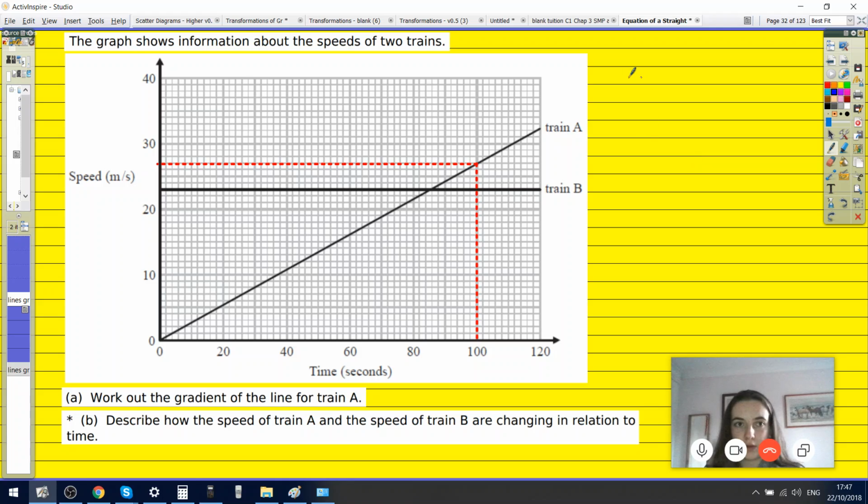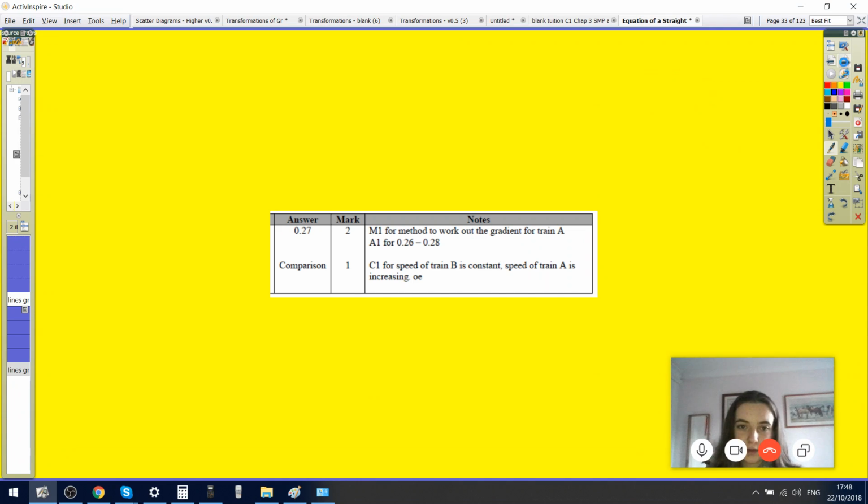What, on my calculator? Without your calculator. 27 divided by 100? 2.7. That's divided by 10? 0.27. Okay. And that's fine, I think. Yeah. Okay, sorry, I thought it was a practical interpretation one. 0.27.